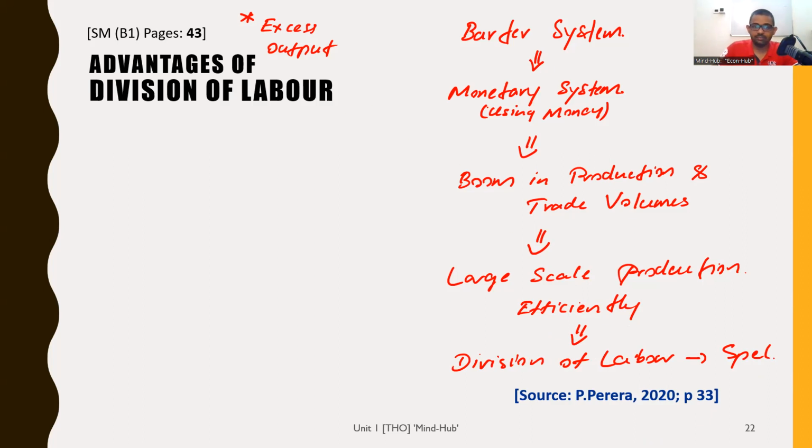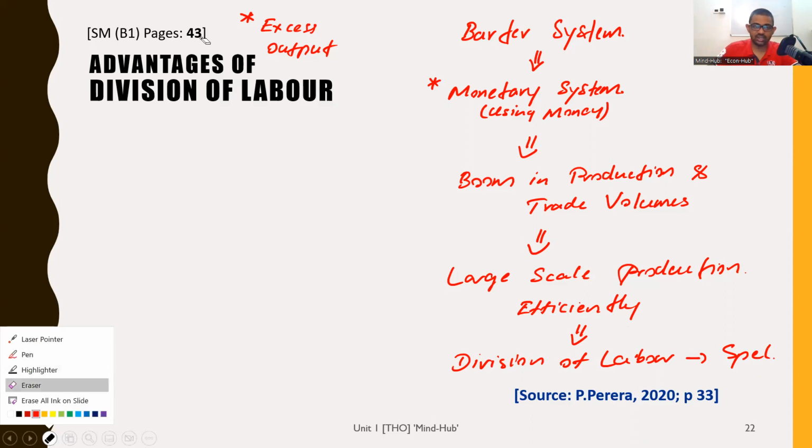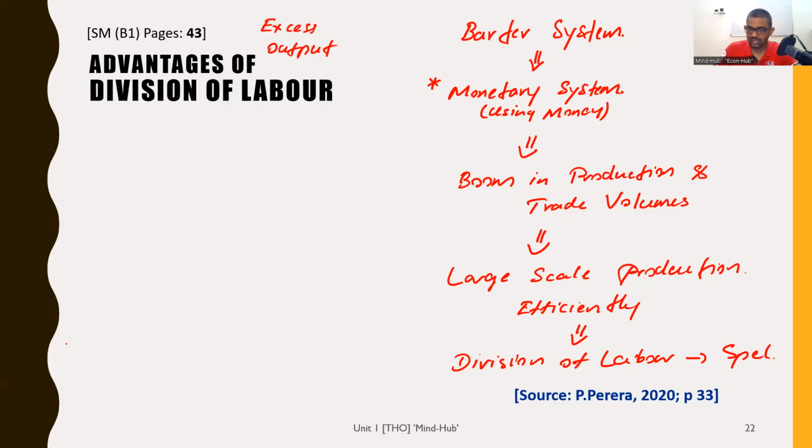So what is the key turning point now? When people started using money as a medium of exchange. That's the background story. Are we clear on the background story now? Yes, this has been tested. Now we know how we got to this whole thing called division of labor and specialization.